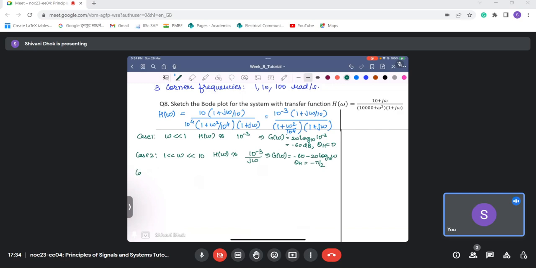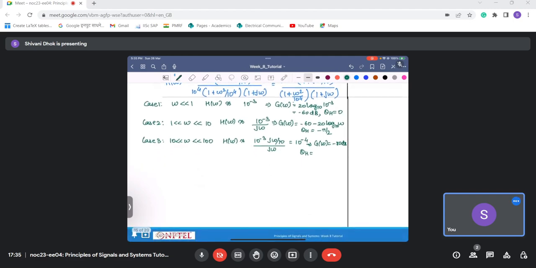Now let us consider the third case. Case 3 is when omega is much greater than 10 but much less than 100. Here H of omega is approximately equal to, now these two terms should prevail, 10 raised to minus 3 times j omega by 10 upon j omega. So this is equal to 10 raised to minus 4, which means that G of omega is equal to minus 80 dB. And again theta H, since this is a positive quantity, is equal to 0.